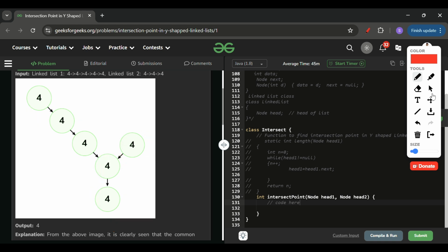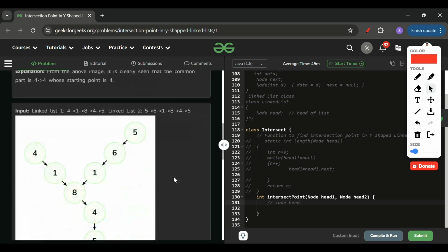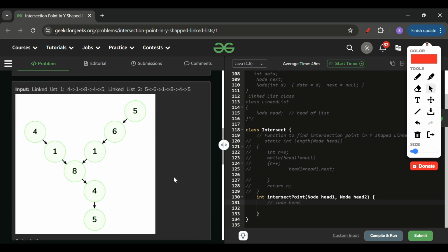So if we can make sure that the two lengths become equal, then we can simply find the intersection. I think you guys are getting it.